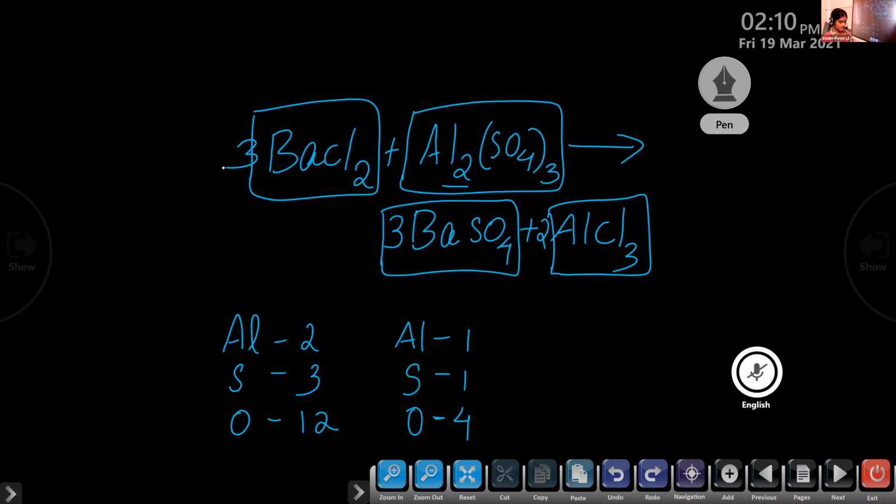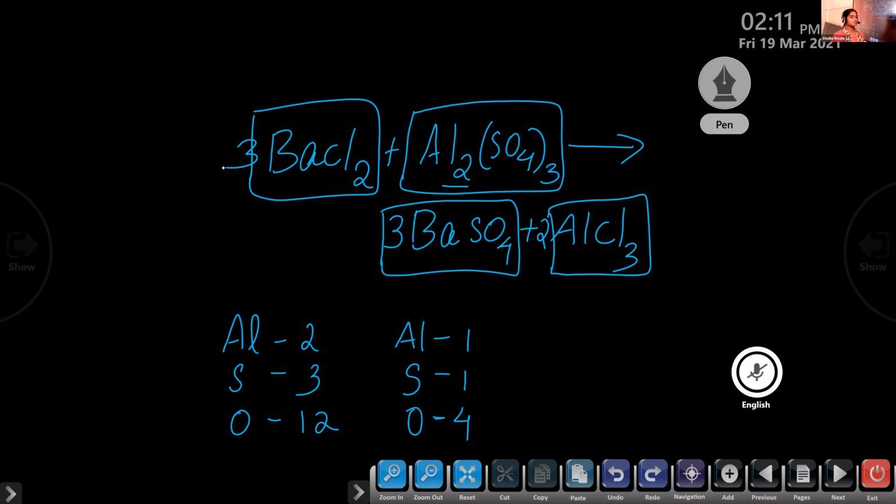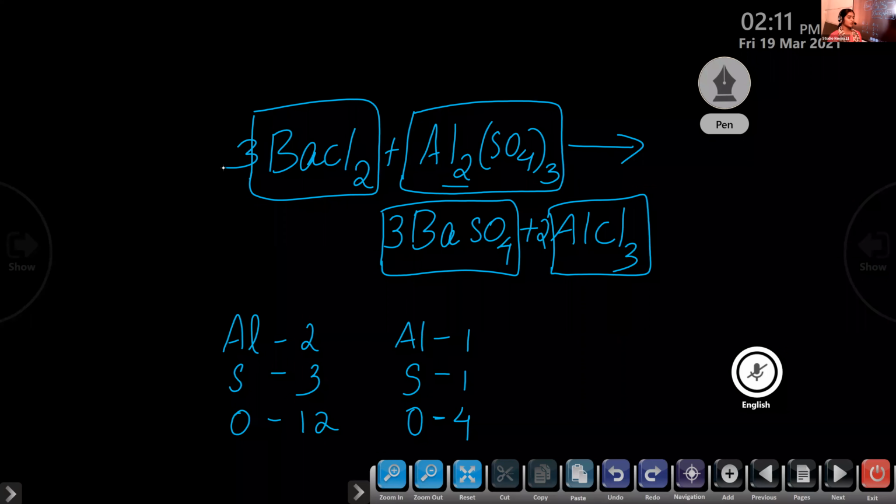Now it's balanced. Is this clear for you? Those who did not write this one, you can write now. Okay? You need not follow all the steps that we learned. You just check the number of atoms present on both sides of the equation. Then just start balancing. It's easy when you start from the compound with the maximum number of atoms. That's it. Clear? So barium chloride plus aluminium sulfate gives barium sulfate plus aluminium chloride.